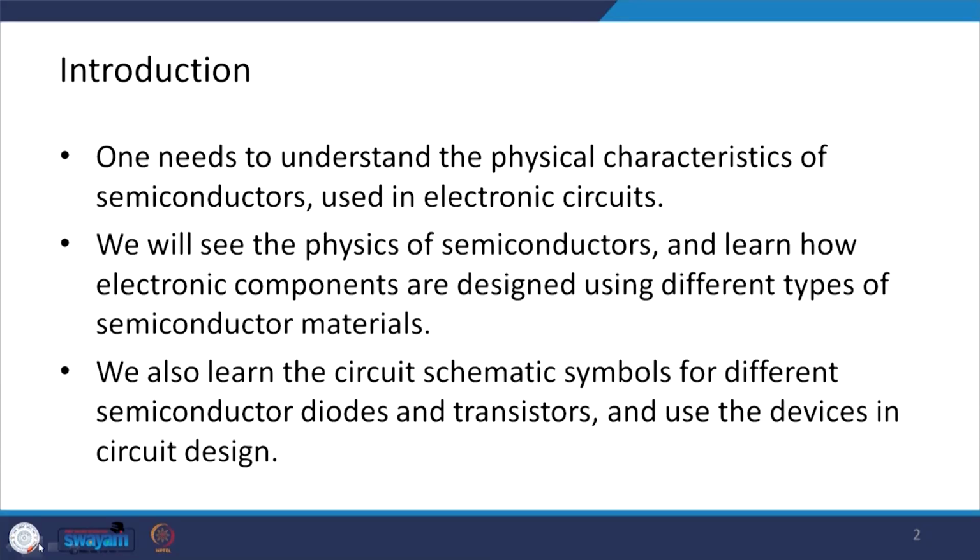As I said, one needs to understand the physical characteristics of semiconductors which are used in an electronic circuit. We will see the physics of semiconductors and learn how electronic components are designed using different types of semiconductor materials. We will also learn the circuit schematic symbols for different semiconductor diodes and transistors that are used in circuit design. So, first of all, let us begin with the concept of energy bands in conductors, insulators and semiconductors.